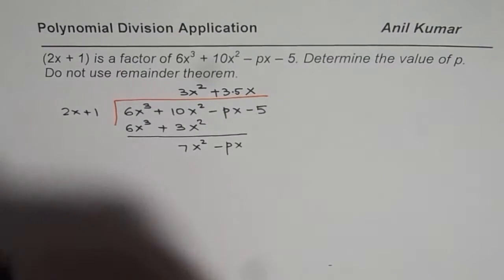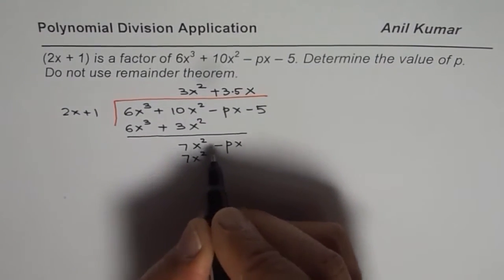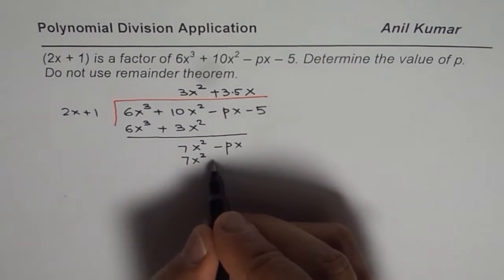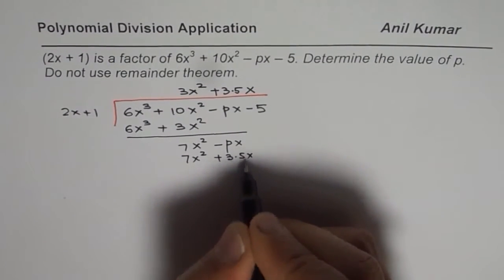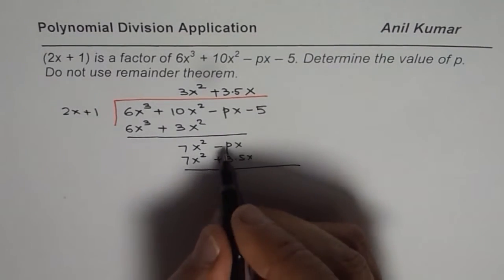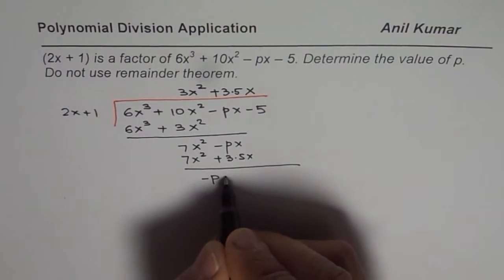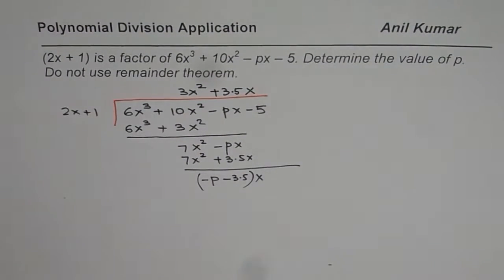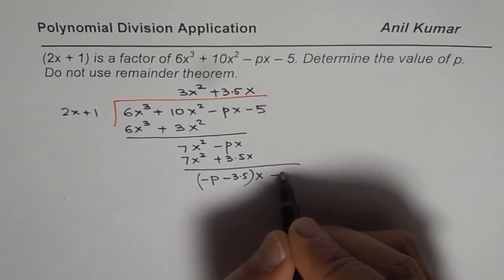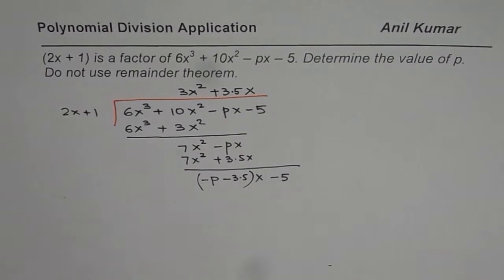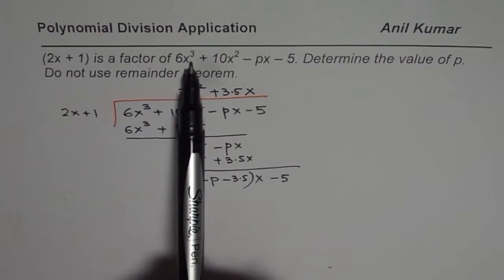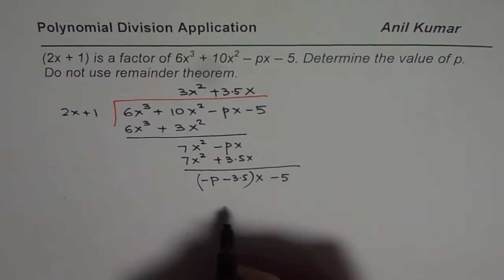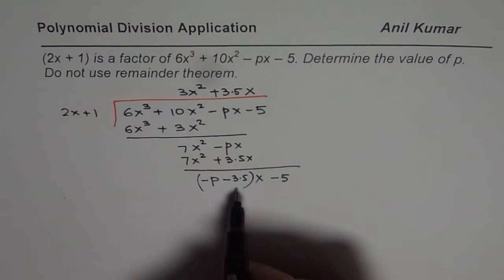So 3.5 times 2 is 7, so we get 7x squared, and 3.5x times 1 is 3.5x. Now when you take away, you get minus p minus 3.5. Both are with coefficient x, so I factored it out, right? And then we bring down minus 5. Now this is a very critical stage. What should we do to find the value of p? We know that 2x plus 1 is a factor, so whatever we get here should be 0, right? So what should we do?